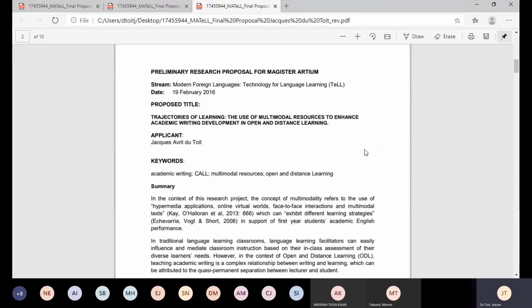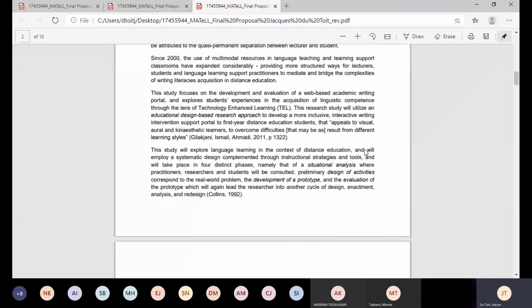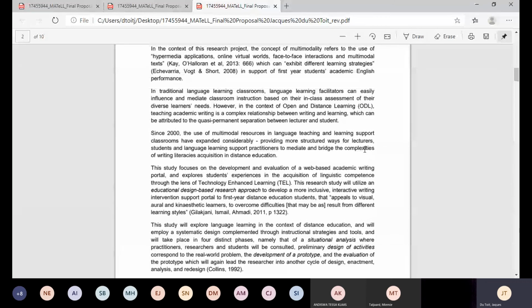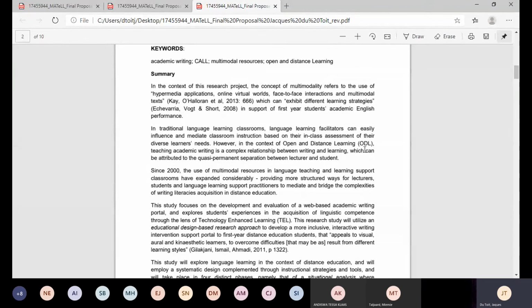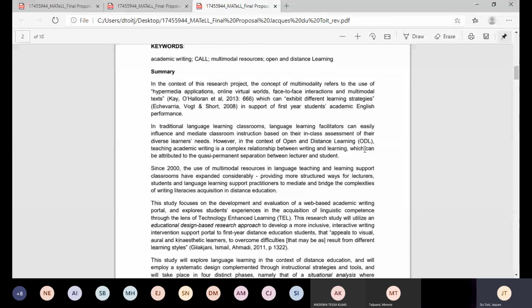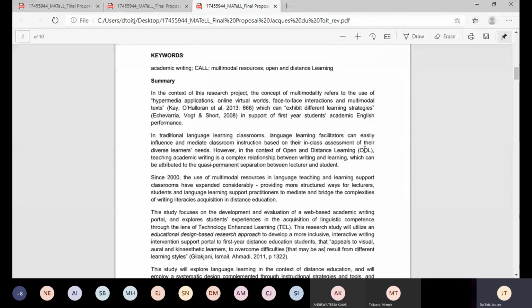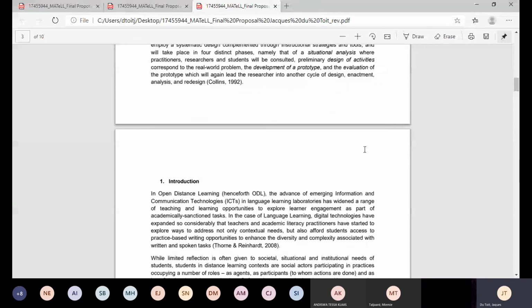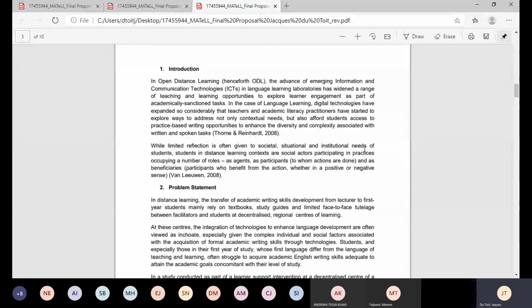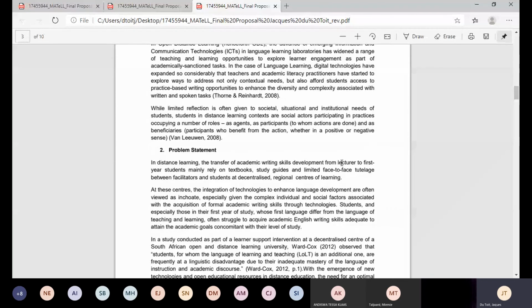Now the problem statement, I decided to, first of all, my supervisors told me they don't have a lot of time to read through my things. So I was asked to condense my research proposal of 20 pages up to just 5 to 6. And I decided to focus on open distance learning. I wrote an introduction to contextualize my research. I focus on a problem statement where I said, this is the problem.